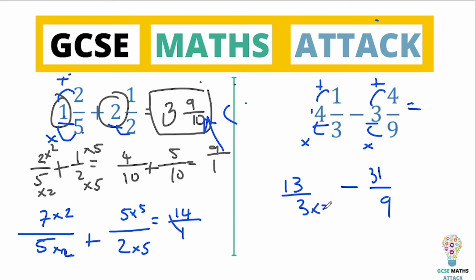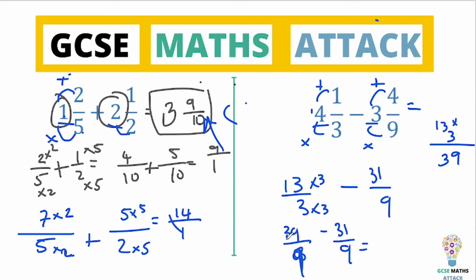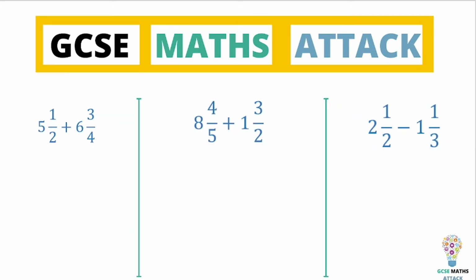Now I'm going to times this by 3 and I'm going to times this by 3. So 13 times 3, so 3 times 3 is 9, 3 times 1 is 3. So you got 39 over 9, subtract 31 over 9. 39 take away 31, which is 8, and your answer is 8 over 9. Okay guys, so here's some questions to have a go. Pause the video and have a go at these questions.